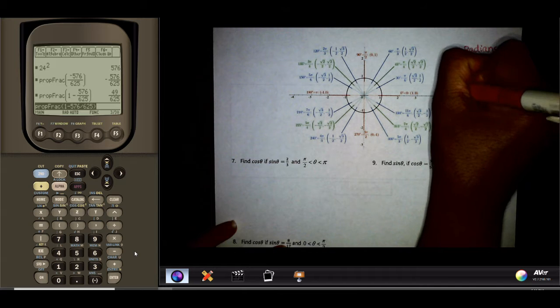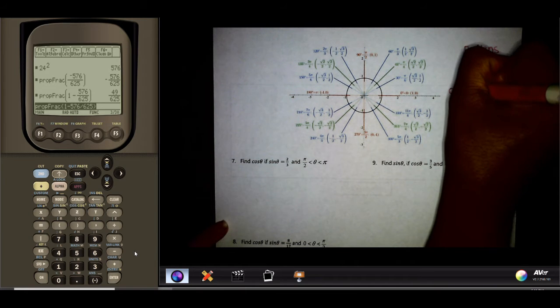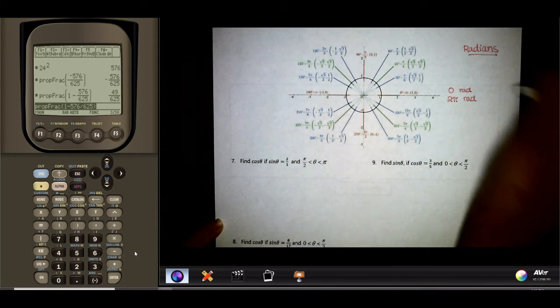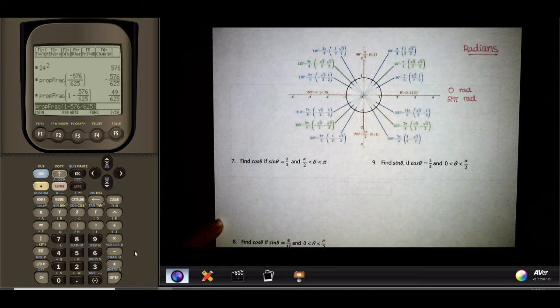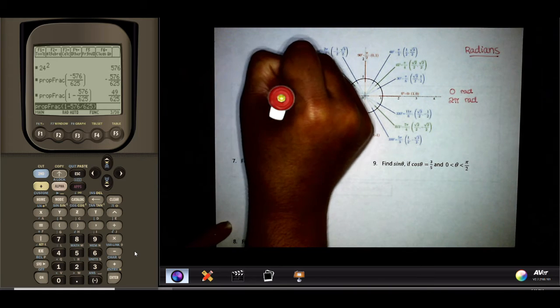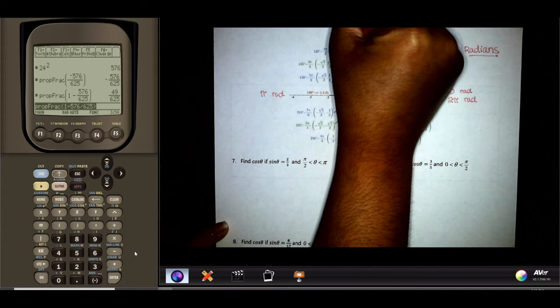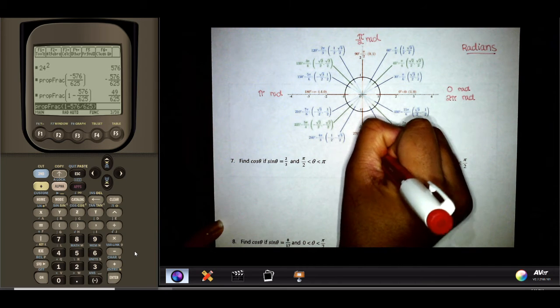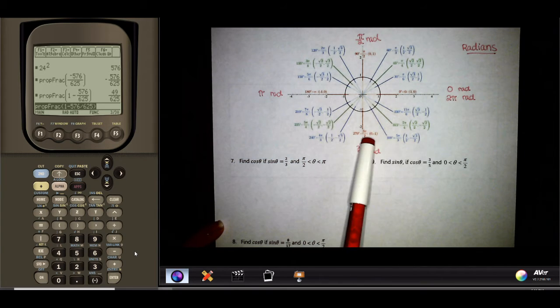So we know that the graph starts at 0 radians, just like it starts at 0 degrees. We also know that a whole circle is 2 pi radians. So this part is 0 or 2 pi radians. Then half of it is pi radians, and a quarter of it is pi over 2 radians, and 3/4 of it is 3 pi over 2 radians. This is also written in orange on the unit circle itself.